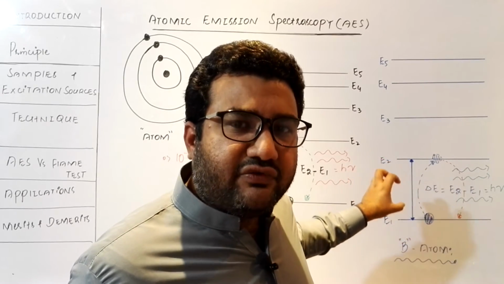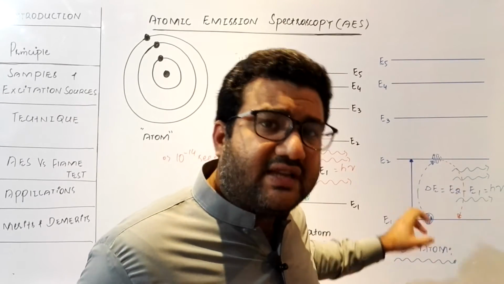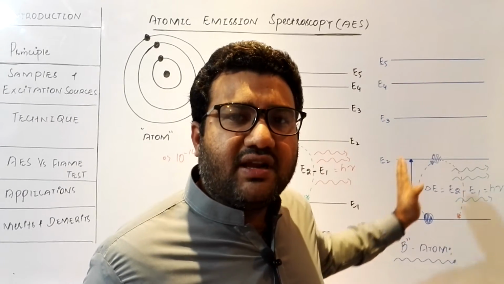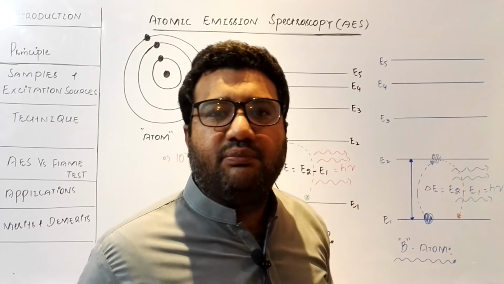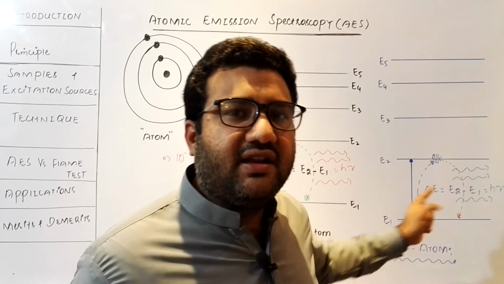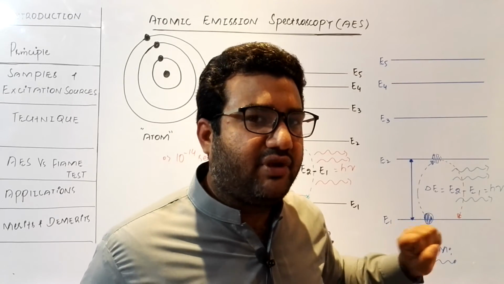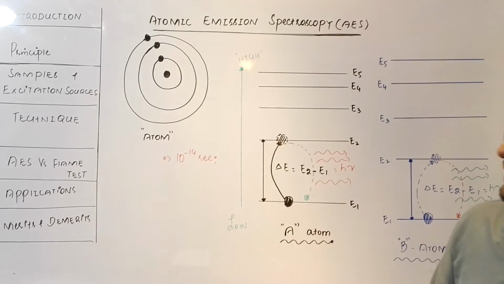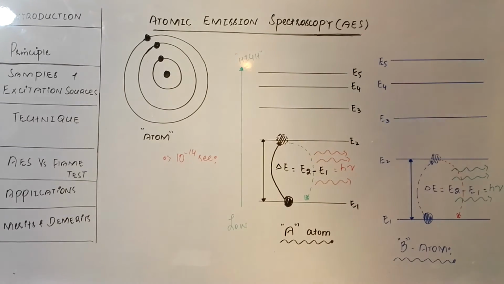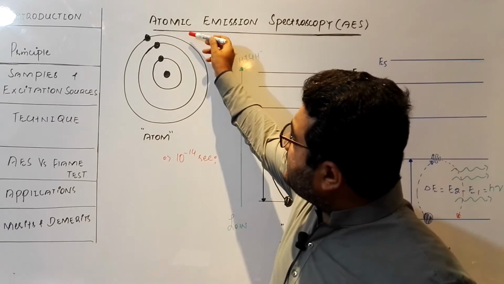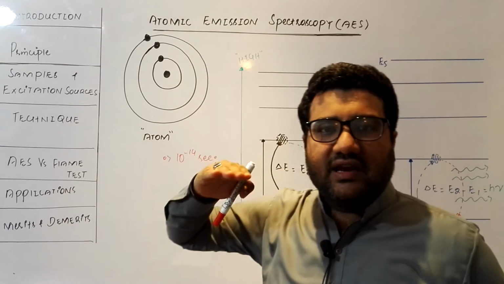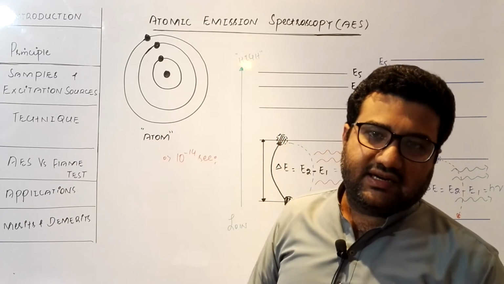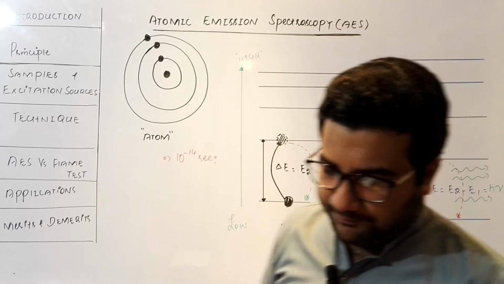Because these emitted photons have different energy, different frequency, different wavelength, different wave number, all these quantities will be different. So the atomic emission spectrum, or emission spectrum, in case of atom A and in case of atom B will be different because the emitted photons were different. This is the principle of atomic emission spectroscopy. So now it is quite clear why it is called atomic emission: because the electrons during their de-excitation emit photons. That's why it is called atomic emission spectroscopy.